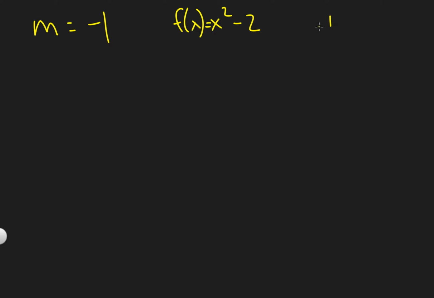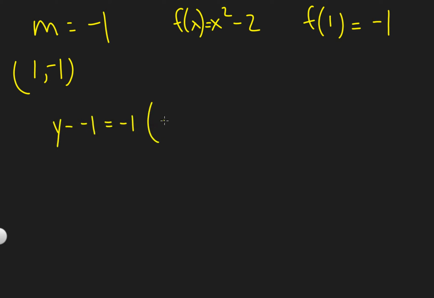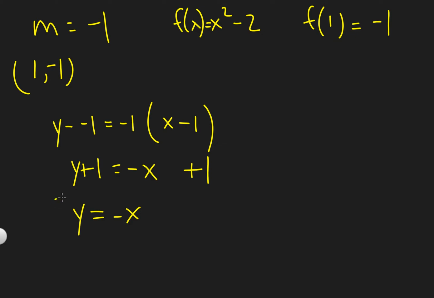Let's pick the 1. So if we find f of 1, plugging it in, 1 minus 2 would give me negative 1. So now I've got a point, (1, -1). I have a slope, so y minus negative 1 equals negative 1 times (x minus 1). y plus 1 equals negative x plus 1, or y equals negative x. So there's the equation of your secant line.